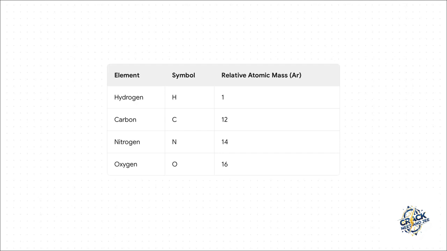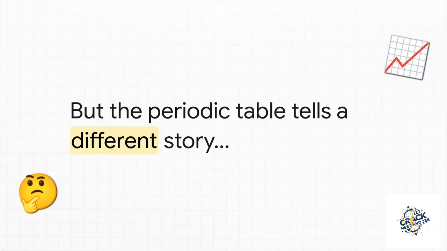And you know, in a perfect world, this system would give us these beautiful, clean numbers. Hydrogen would be 1. Carbon, our standard, is 12. Nitrogen, 14. Oxygen, 16. It all just seems so simple and predictable, right? But as we already know, that's not quite what we see on the real periodic table. Turns out, reality is just a little bit messier.